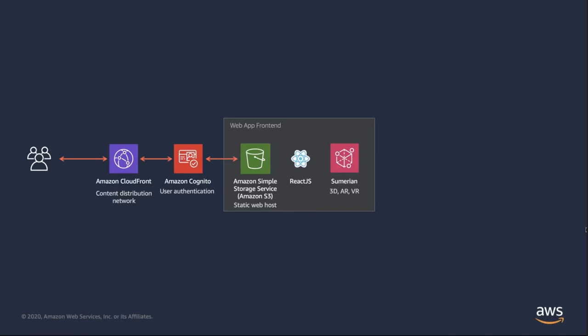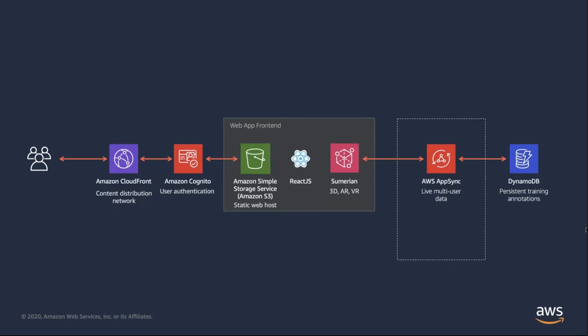While the live training session is happening, Sumerian is talking to AppSync, which is handling all of the coordination between all the students and the instructor while they're connected. And then AppSync is persisting some of its data, like those info pins, to our DynamoDB database.